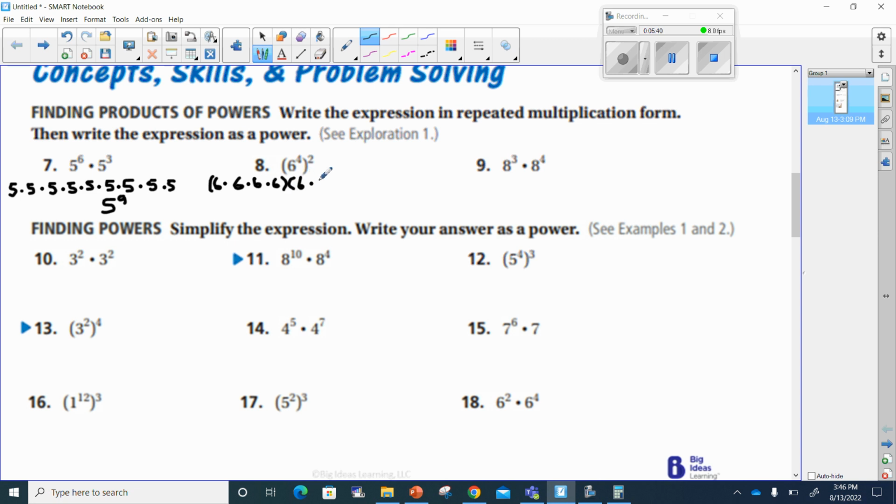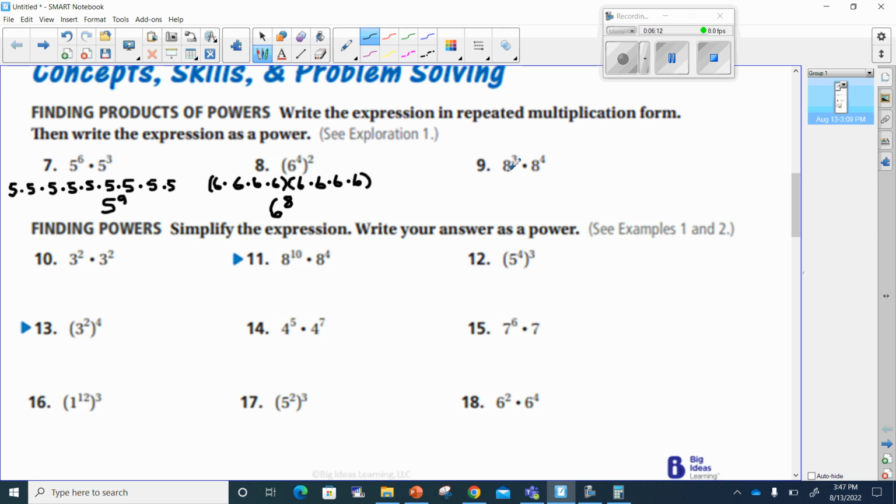6 times 6 times 6 times 6. All right, so now we have 6 multiplied to itself 4 times, multiplied to 6 multiplied to itself 4 times. So that's really 6 multiplied to itself 8 times, which goes with our rule. When an exponent is to an exponent, we multiply these together. When we're just multiplying exponents together and the base is the same, we'll just add the exponents.